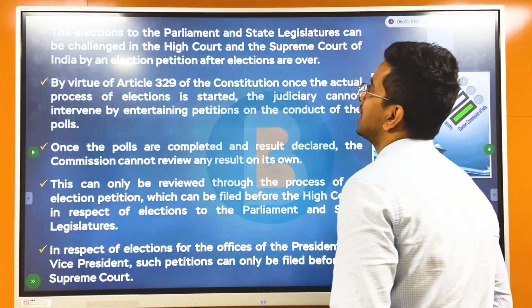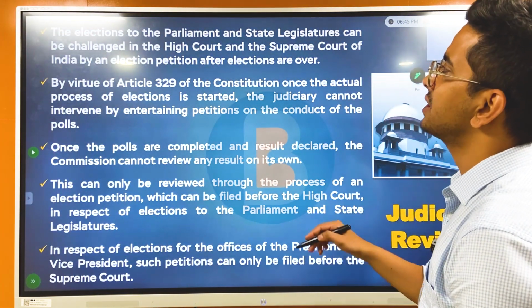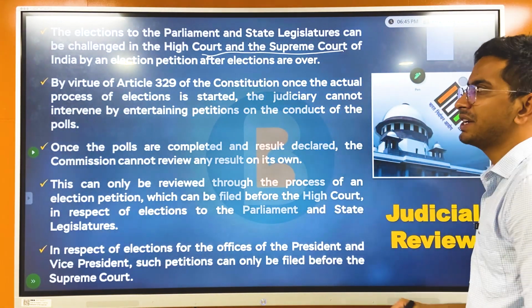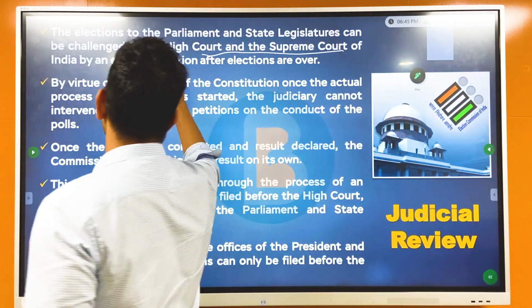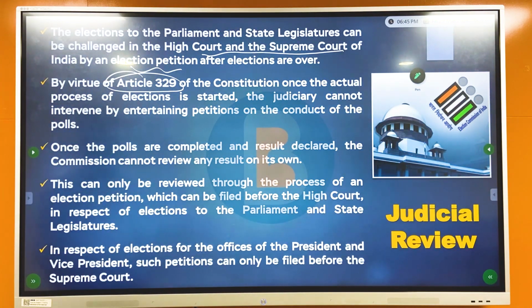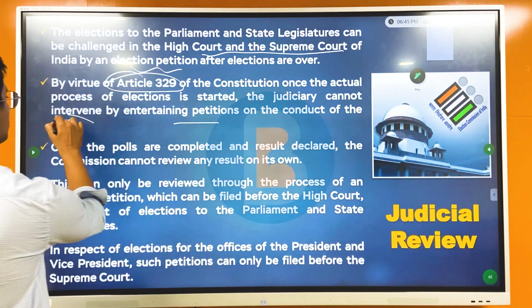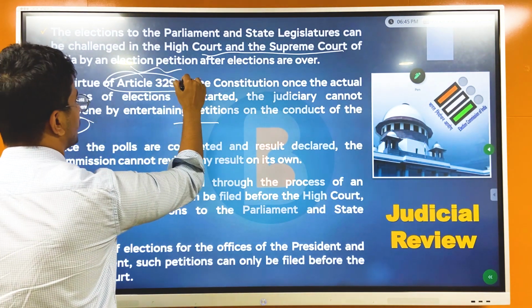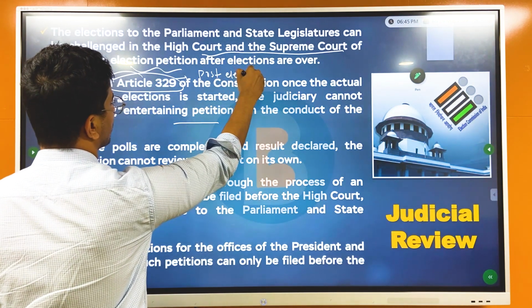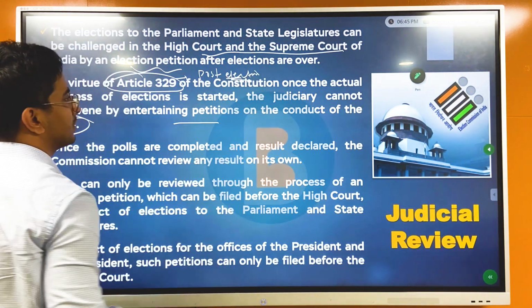Next, the elections to the parliament and the state legislatures can be challenged in High Court or Supreme Court by an election petition. But see this Article 322. Once the actual process of election is started, the judiciary cannot intervene by entertaining petition on the conduct of polls. So it is only post-election, not during the election.